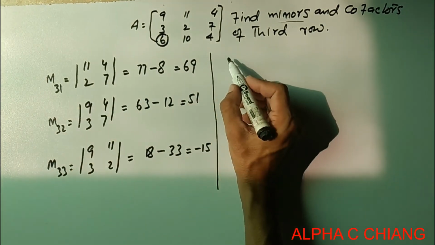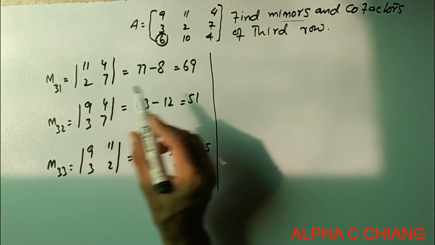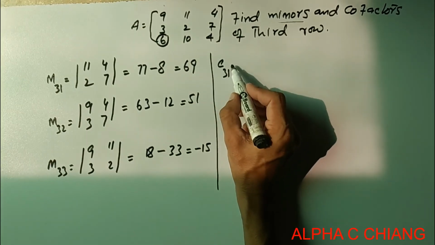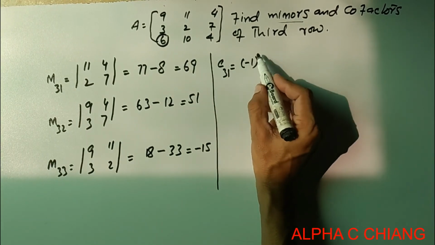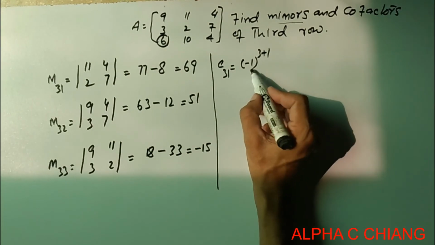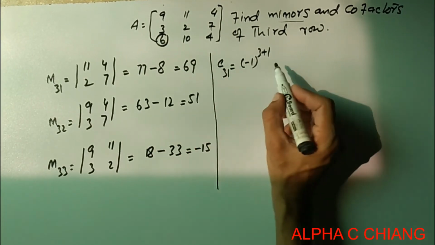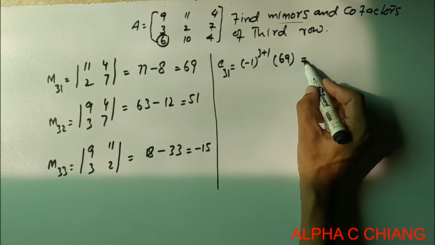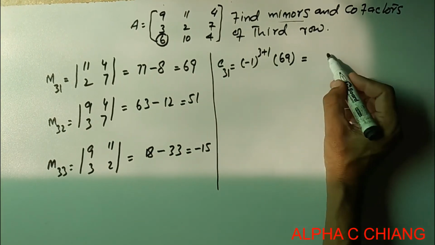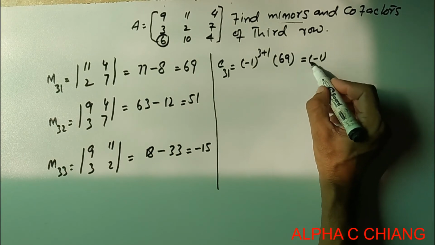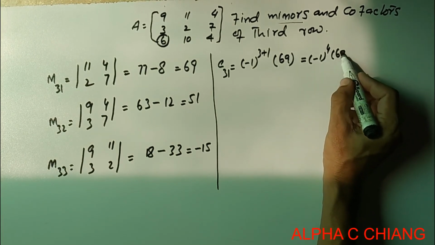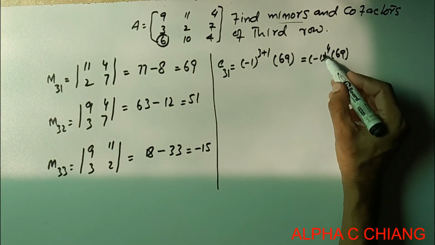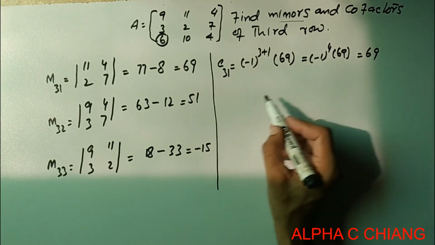Similarly, for M31, now I can write C31. That is minus 1 raised power 3 plus 1. And what will be the answer? The answer is 69. So minus 1 raised power 4 and 69. And this will be positive. So 69 will be the answer.